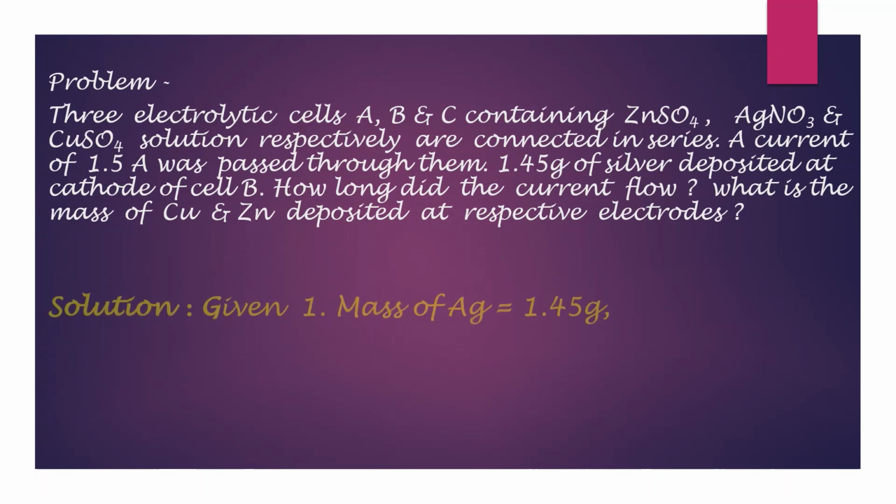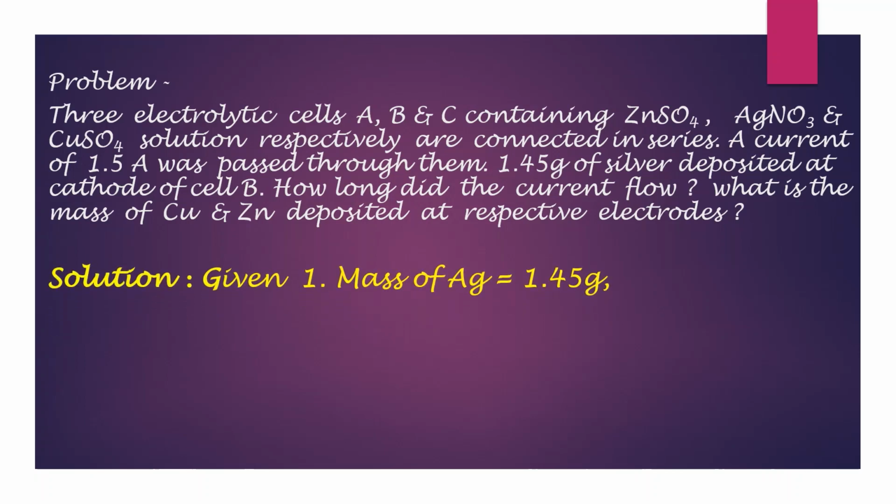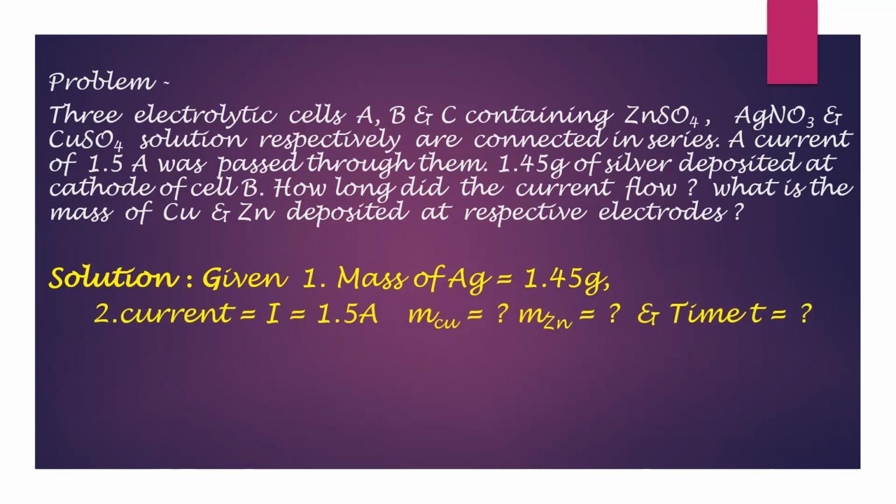Dear friends, this problem is based on both Faraday's first law and second law. Now let us write the given data here. The mass of silver that is given is 1.45 gram. Then the current passing through these electrolytes is also given, that is I equals 1.5 ampere. Mass of copper is required, mass of zinc is required, and time t is also required.